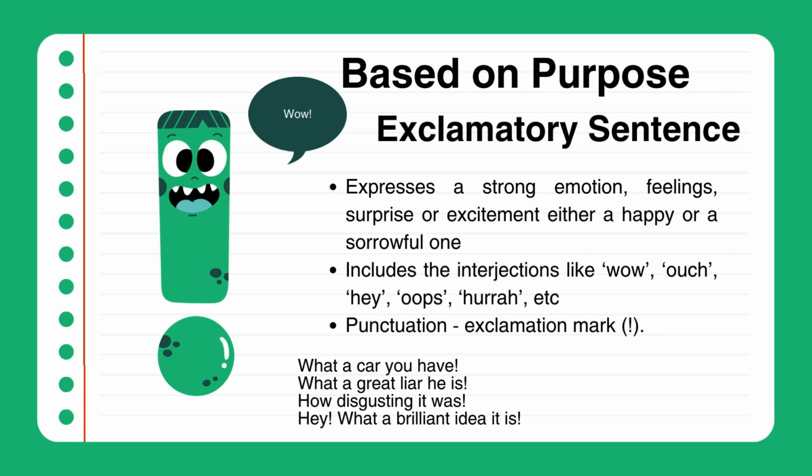An exclamatory sentence is a sentence that expresses a strong emotion, feelings, surprise or excitement, either a happy or a sorrowful one. It includes the interjections like, wow, ouch, hey, oops, hoorah, etc. It usually punctuates at the end with an exclamation mark.